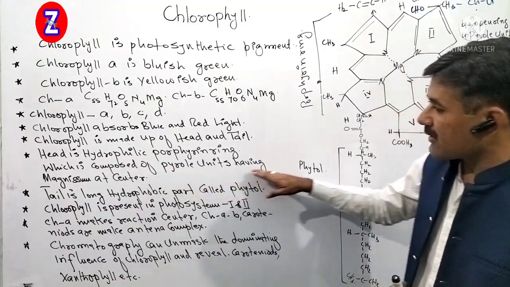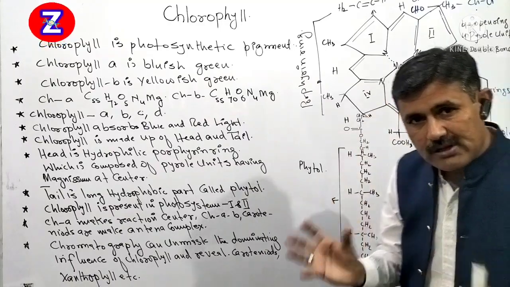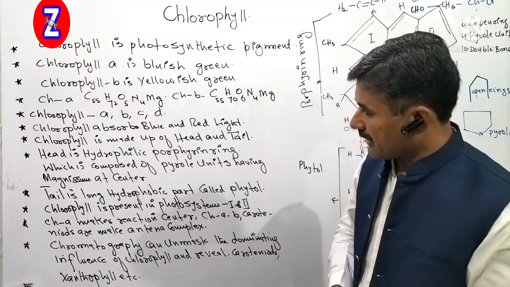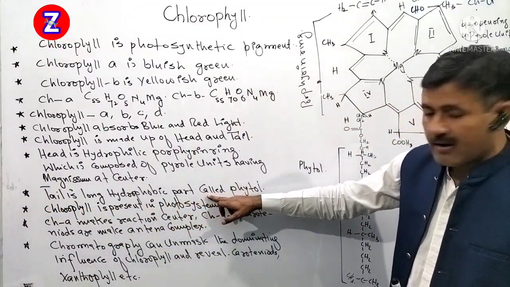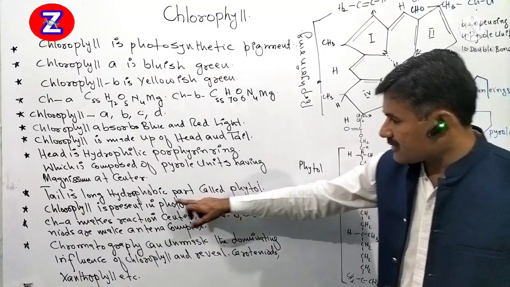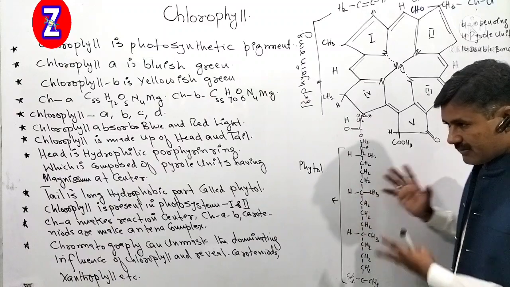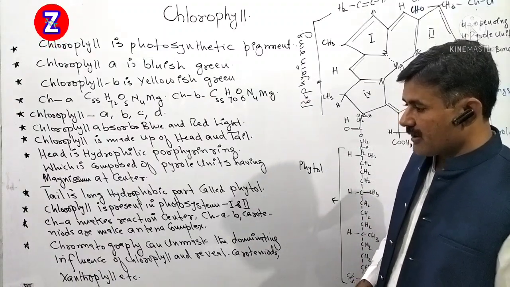These units are called pyrrole units, where the center contains magnesium, from where the electrons are emitted and the process of photosynthesis begins. The tail is a long hydrophobic tail, and this long hydrophobic tail is regarded as phytol, which we are also going to study in detail later in the structure of chlorophyll.